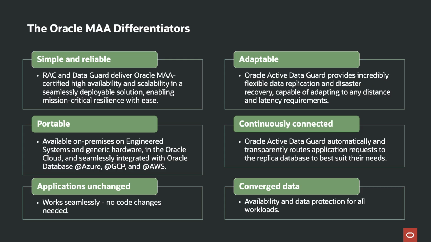The applications remain unchanged as we're moving them onto a RAC cluster or taking advantage of Data Guard. Everything's very adaptable. If you have different data centers, depending on the distance and the latency requirements across those different data centers, Active Data Guard has a lot of flexibility in the way you can handle your replication. You're continuously connected at the end of the day during role transitions from either RAC or Active Data Guard, and the transparent routing happens under the covers automatically. You can also send your read-only traffic easily to your standbys.